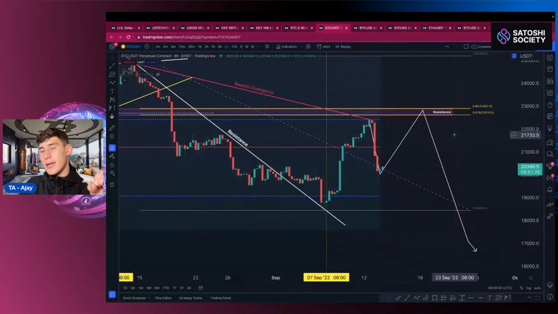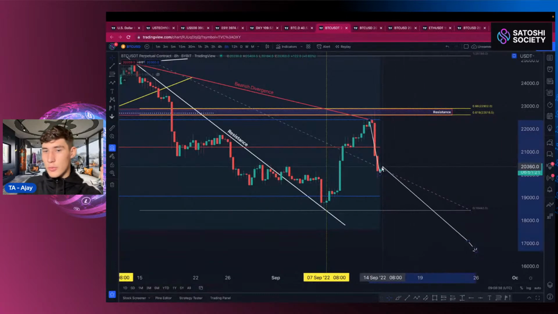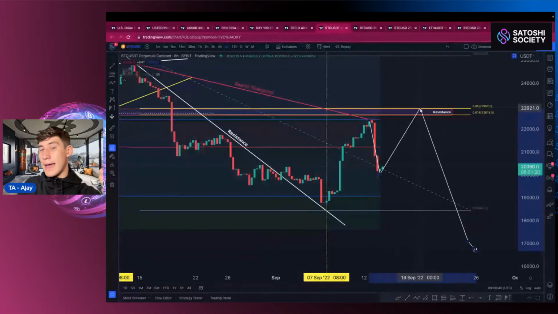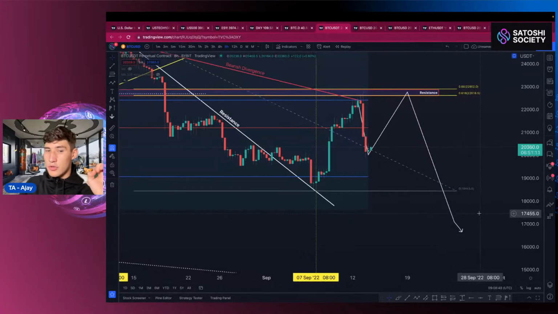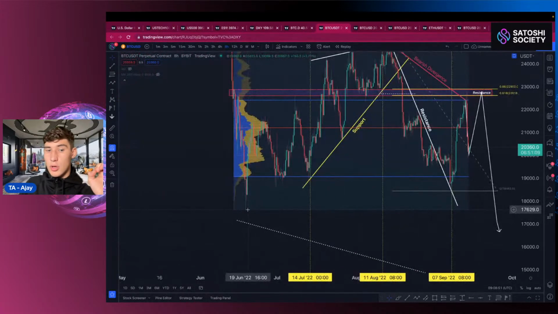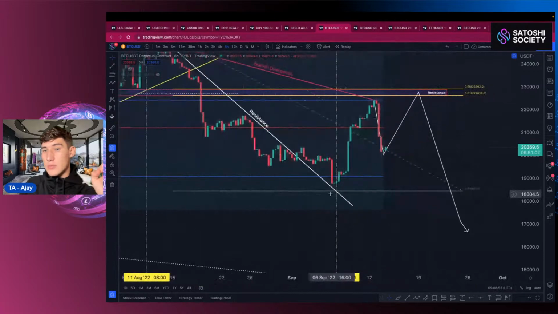But looking at the fundamental side of things, it doesn't look good. So I do think that we are going to come up to this resistance level and get a pretty heavy rejection. And I do think we could come all the way down, maybe even down to those lows at $17,500, which were the previous lows from back here. So that is a potential.